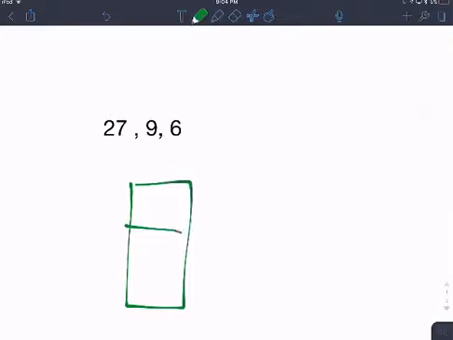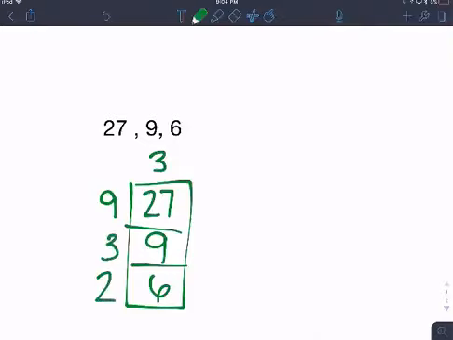All right, one more example. My numbers are 27, 9, and 6, so we need to find the greatest common factor of those. So I'm going to use my generic rectangle method here. 27, 9, and 6. And 3 goes into all 3 of these. 3 times 9 is 27, 3 times 3 is 9, and 3 times 2 is 6. And nothing goes into all 3 of those evenly except for 1. So my greatest common factor is 3.